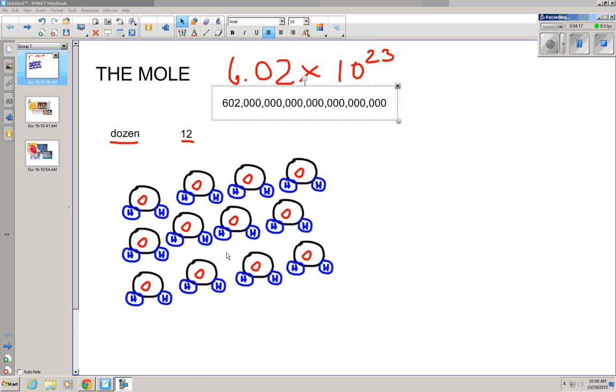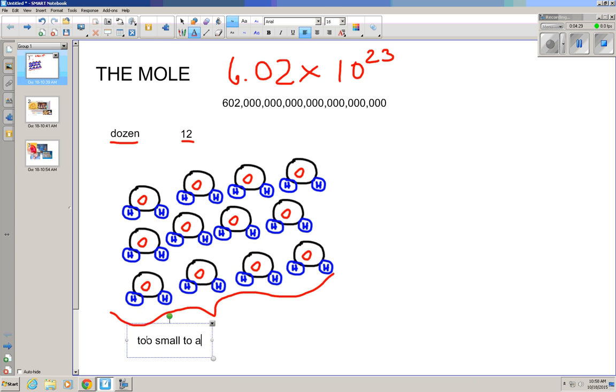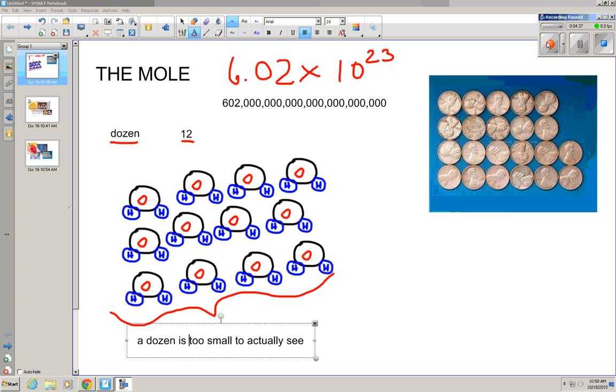Okay, so as we said before, if we actually had 1 mole of water molecules, like what we have here, it is too small to actually see with your own eyes. I want to show you what a mole of material looks like that you can see with your own eyes. If you had a mole of copper, this is how much it would be.